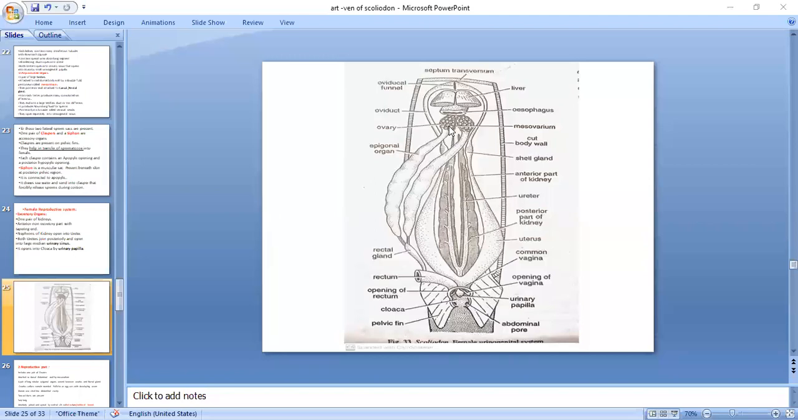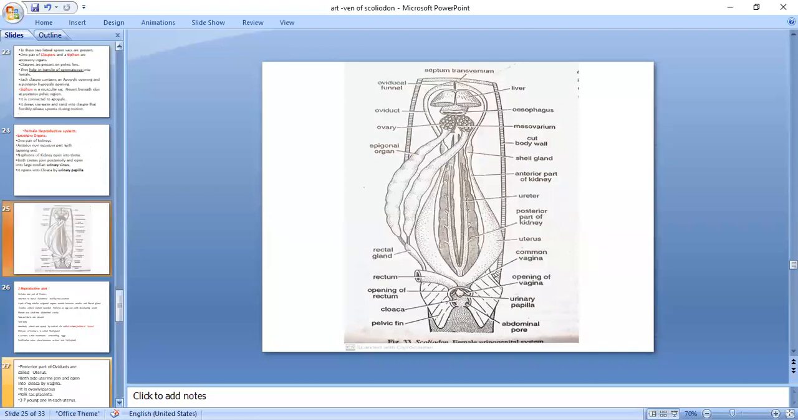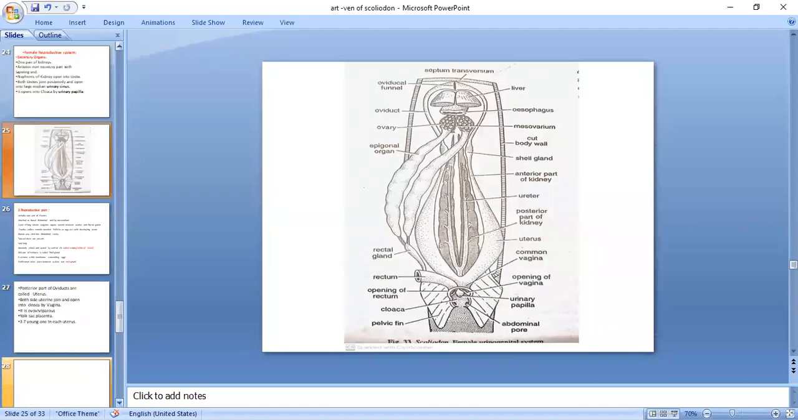So that is about the male and female reproductive system of the Scoliodon. With this, we have completed the Pisces.